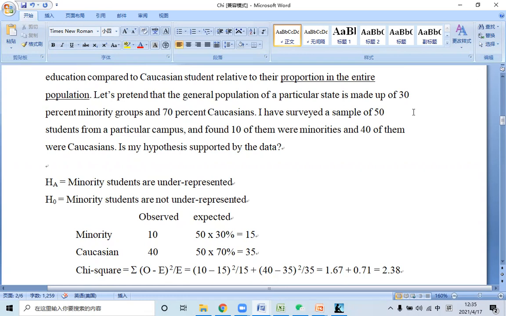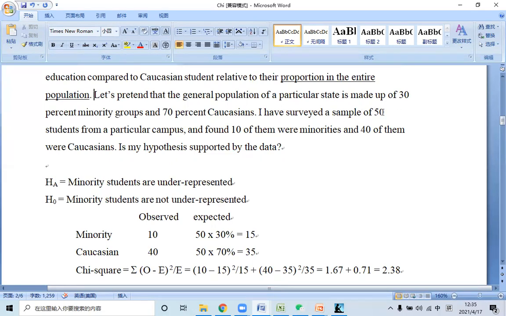That's a population proportion. Suppose we go to a particular state, any random state in the United States, there are 30% non-white minorities and 70% white people. And we're going to compare the students, the college population. In the college population, higher education, are minorities underrepresented? Are the minorities significantly less than 30%?